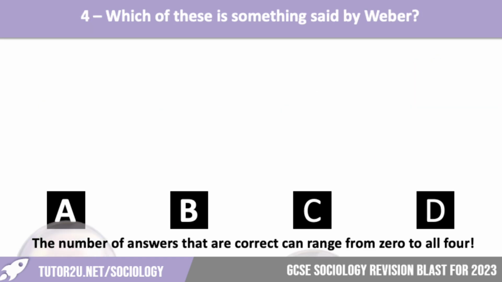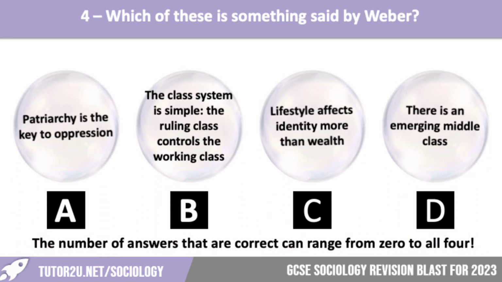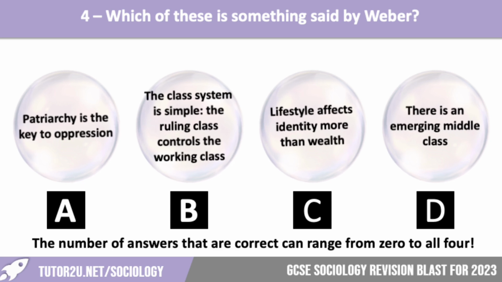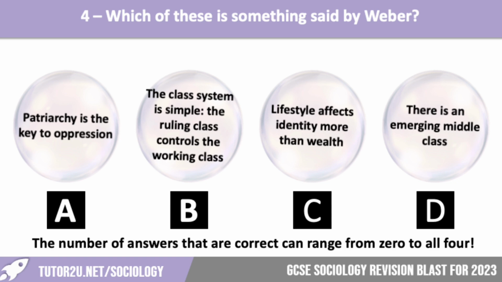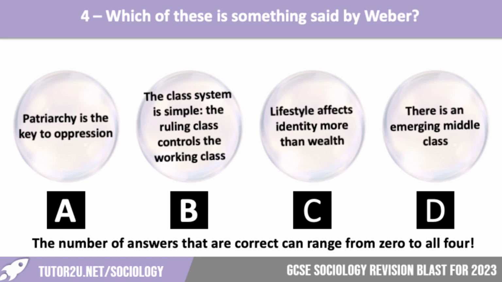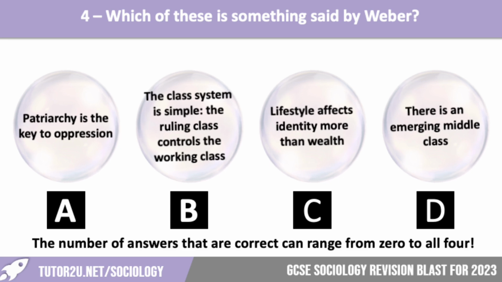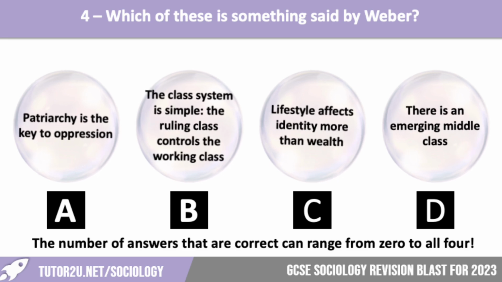Number 4. Which of these is something said by Weber? Patriarchy is a key to oppression. The class system is simple. The ruling class controls the working class. Lifestyle affects identity more than wealth. And there is an emerging middle class. So which of these is something said by Weber?